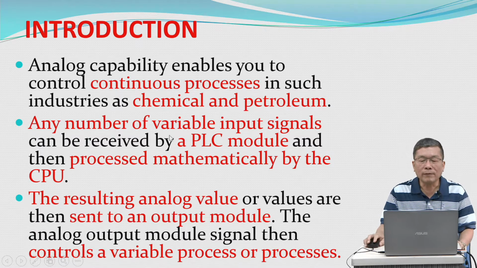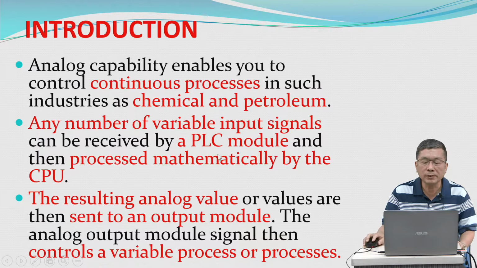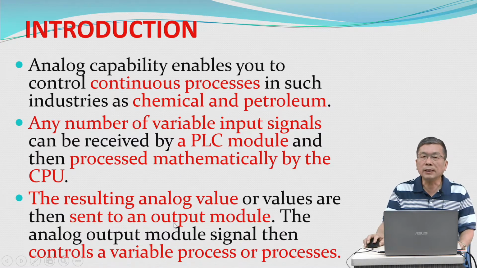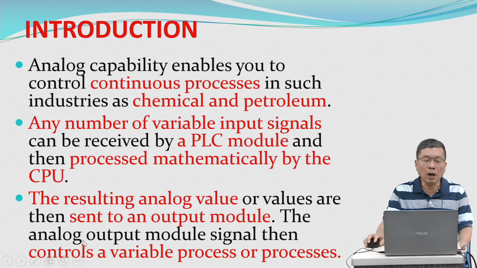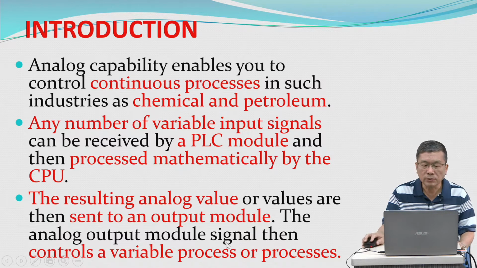Any number of variable input signals can be received by a PLC module and then processed mathematically by the CPU. The resulting analog value or values are then sent to an output module. The analog output module signal then controls a variable process or processes.